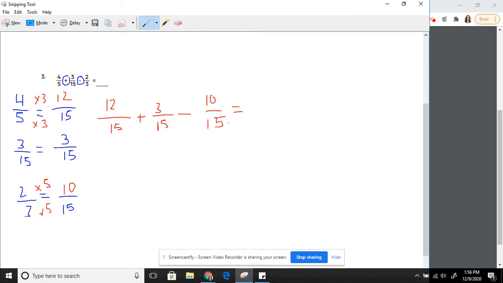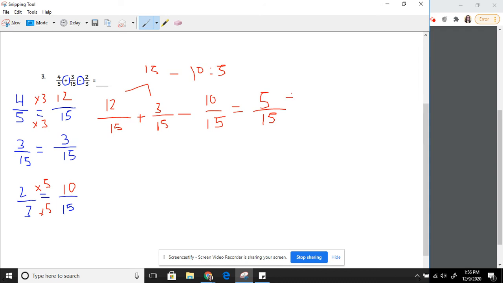All right, so now we can solve this problem. All the denominators are the same. Our answer, our denominator needs to be 15 as well. That stays the same across. So 12 plus 3 is 15. Minus 10, well, you know that this is 15. 15 minus 10 is 5. So 12 plus 3 minus 10 is 5/15. So there's our final answer.